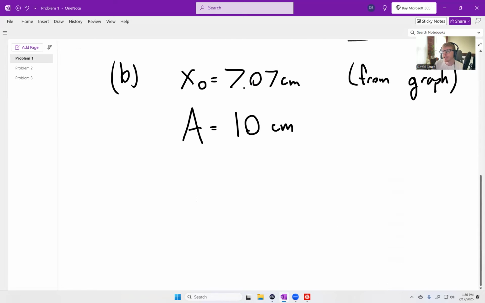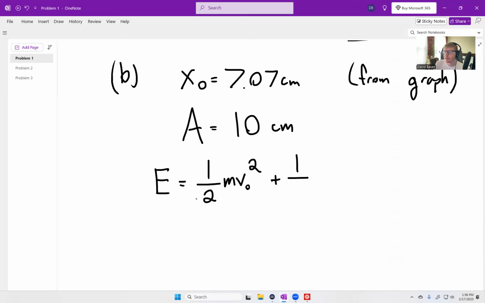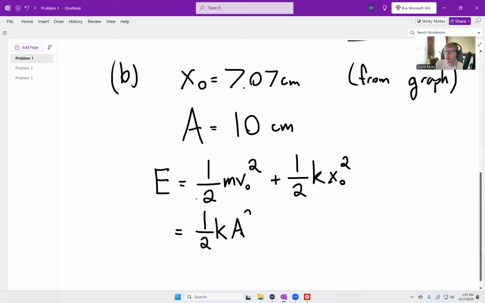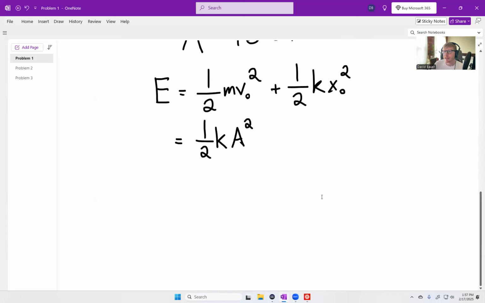Now, if we write out our conservation of energy equation, it says our total energy is 1/2 m v squared, and I want the initial speed here, v naught, plus 1/2 k x naught squared. So I have x naught, and I have k, and I have m. So if I have the total energy, then I can find the initial speed. And indeed, I do have the total energy because I know the amplitude, right? Because the total energy is equal to 1/2 k A squared. So I have everything I need here to use energy conservation to solve for the speed.